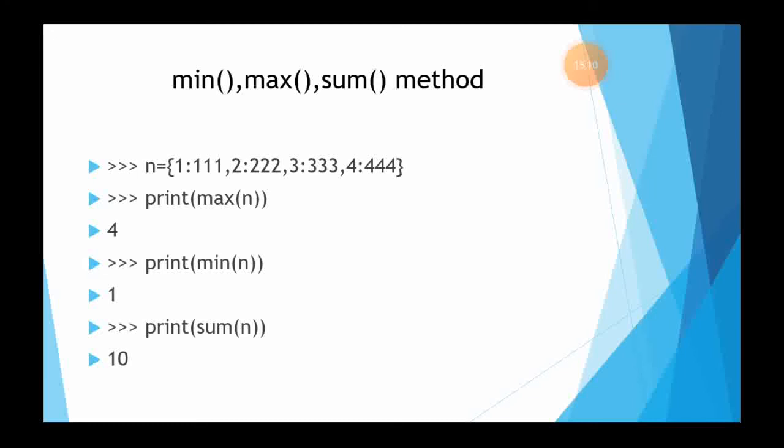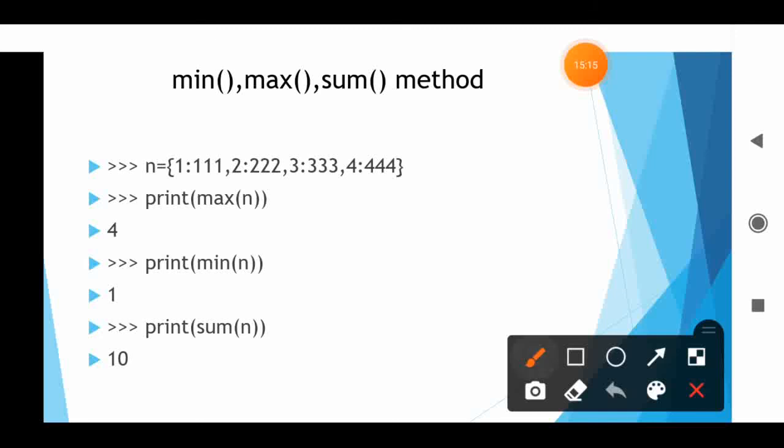The next methods are minimum, maximum and sum functions. Here I have created the dictionary n. Print maximum of n means it will find the maximum key value in the dictionary. What are the key values here? 1, 2, 3, 4. Which one is maximum? 4. The next thing is print minimum of n. Which one is minimum here? 1.